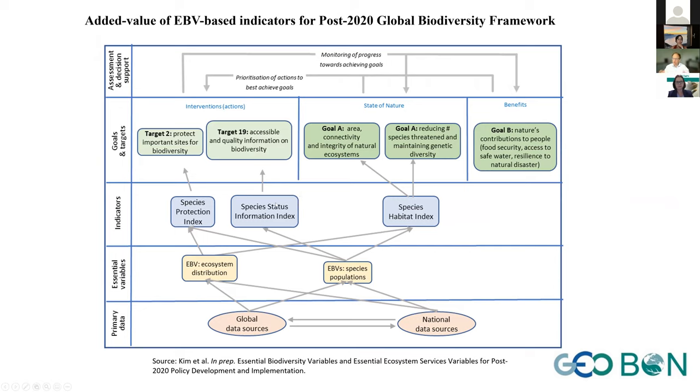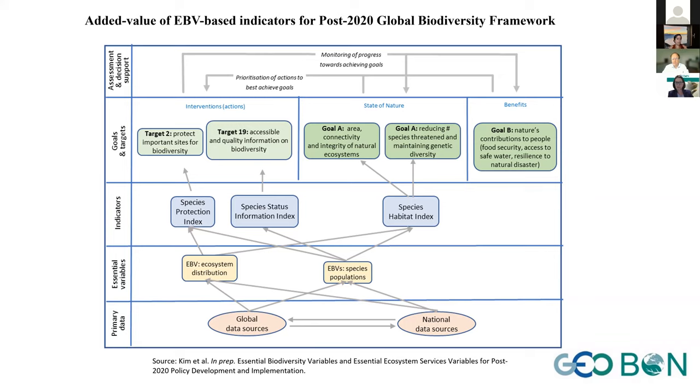And here the important thing is that we're not just thinking about goals or targets in isolation, but we're thinking about them addressing both the actions and the state of nature, as well as the benefits overall. And that's a key aspect of the way these indicators are developed. It's not just about the particular annual value, but also other alongside products that then support further decision support. And I'll come back to that at the end. So it's not just indicator values, but also maps, associated products that can then be used to monitor progress and to prioritize actions, and that really deliver across the whole range.